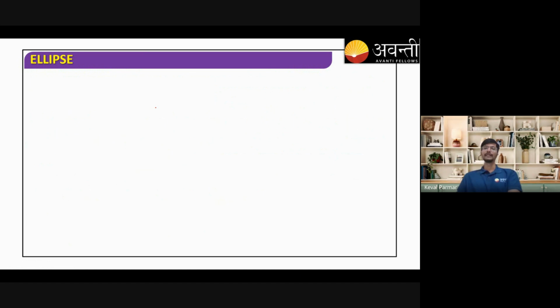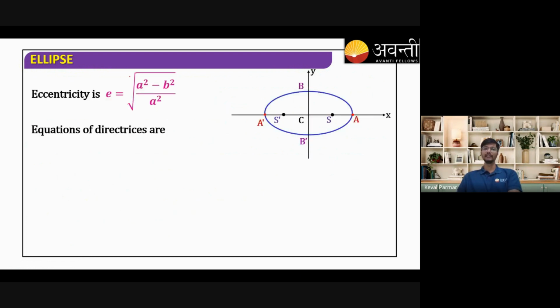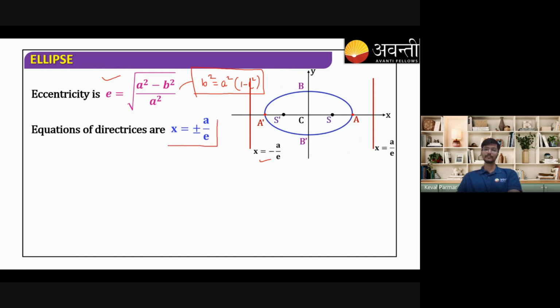Correct. Now, the second form. Eccentricity. How did we get the formula of eccentricity? We know that b square equals a square into 1 minus e square. So if we calculate eccentricity from this, we'll get the formula of e. No need to remember that, just remember this: b square equal to a square into 1 minus e square. What were the equations of directrix? x equal to a by e and x equal to minus a by e. You can combine it together to write x equal to plus minus a by e.